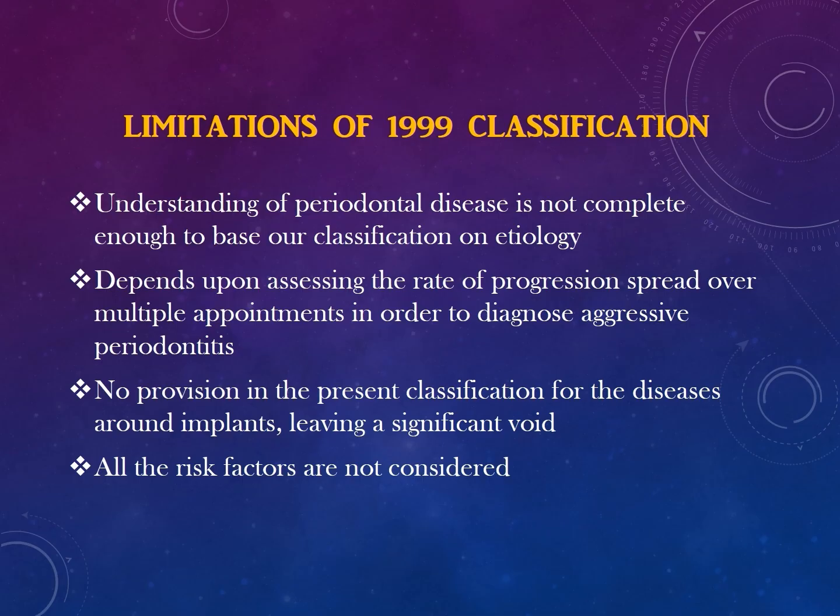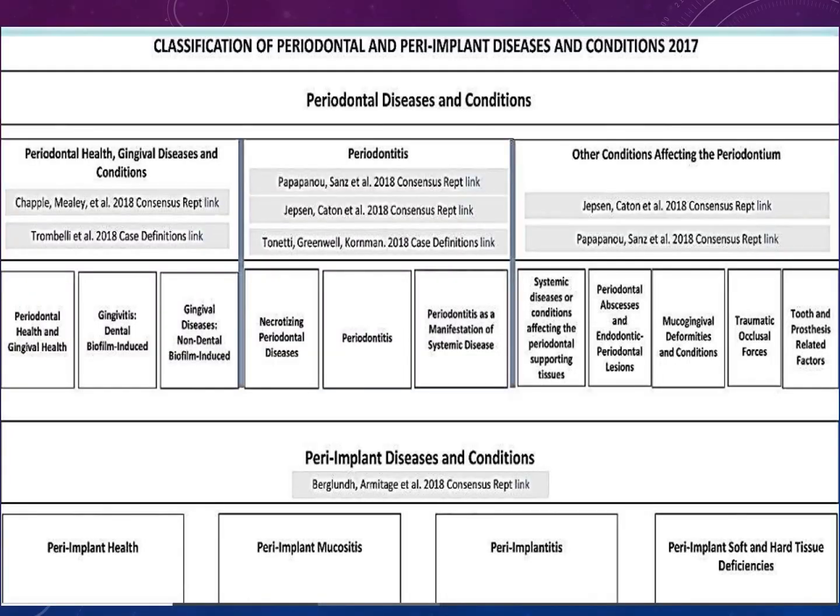Now, at present, the classification of periodontal and peri-implant diseases and conditions has been proposed in the year 2017. This was developed in order to accommodate advances in the knowledge derived from biological and clinical research that have emerged since the 1999 classification. So what are the highlights of this 2017 classification?